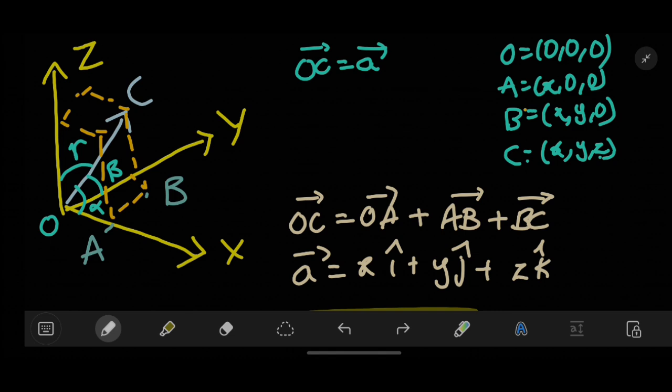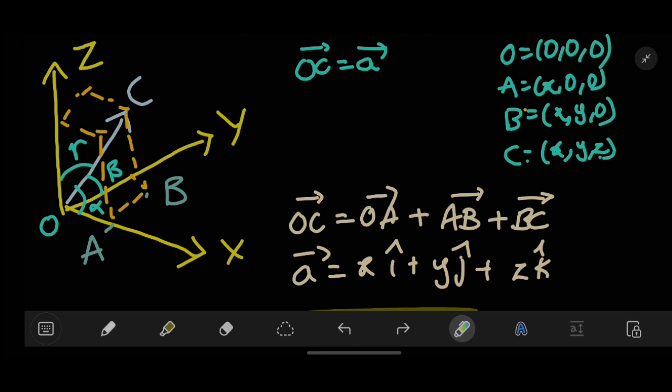Now let's try to understand the same thing with an example. Here I have taken OC as a vector. This is OC vector, I think you can see. This is OC vector here. See, that is covering x axis, y axis and z axis.